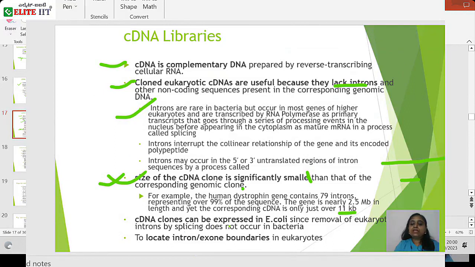Now, cDNA clones can be expressed in E. coli, since removal of eukaryotic introns by splicing does not occur in bacteria. This can also be done to locate intron-exon boundaries in eukaryotes. Because only exons are present in the cDNA, you can express it. There is no requirement of post-transcriptional modification inside the host cell.